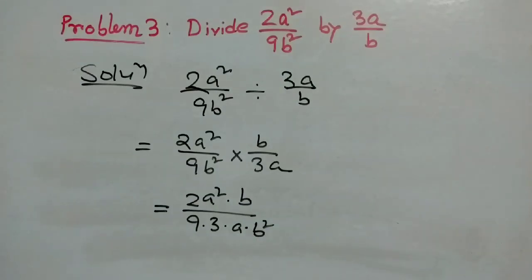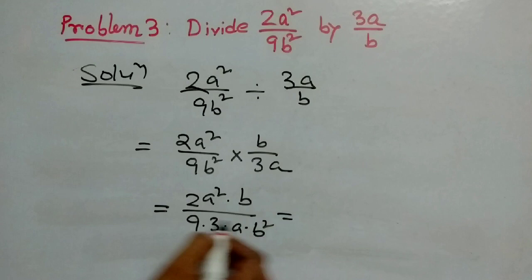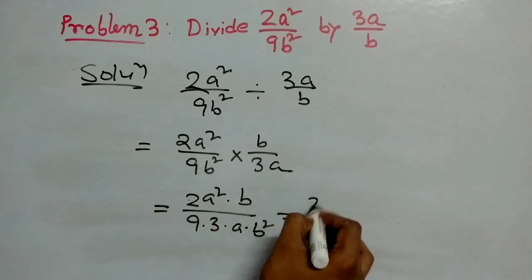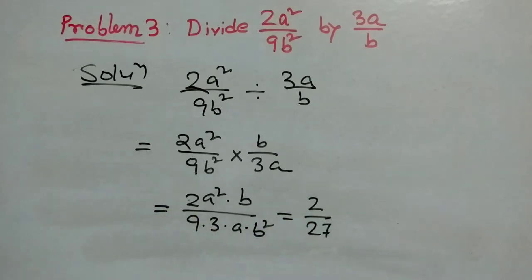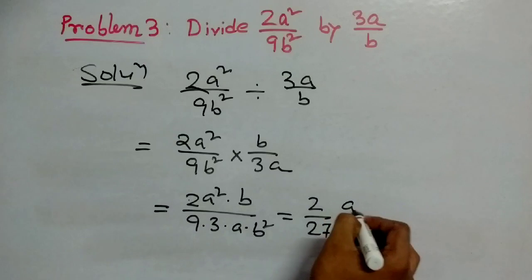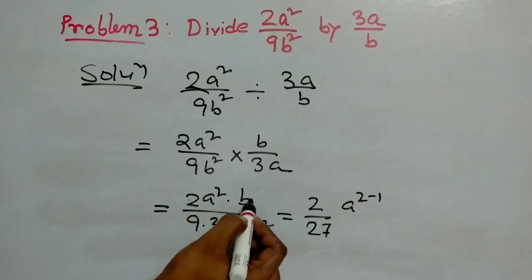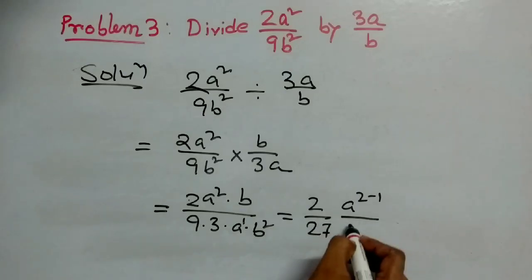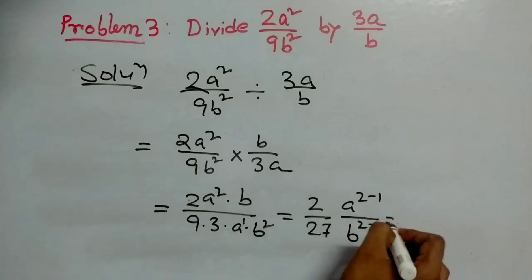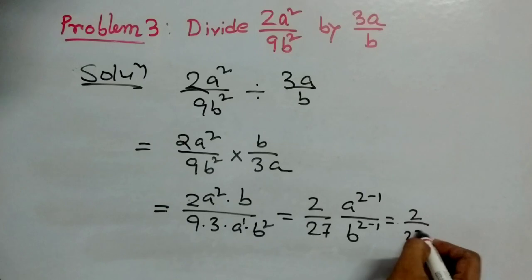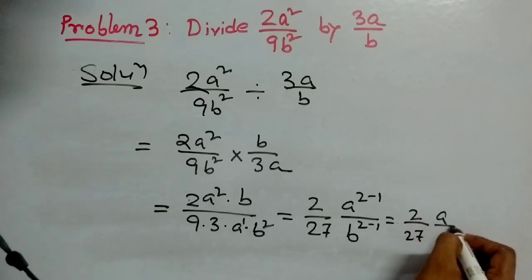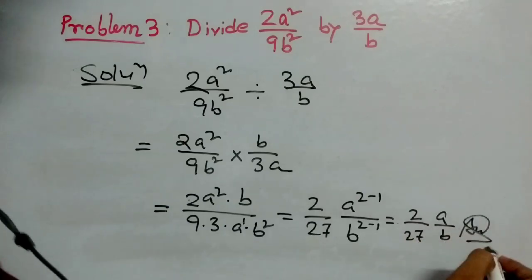Okay, so see, this is 2 by 27. We have nothing to do with that, the coefficient part. Now a square, and this is a, so it will be a to the power 2 minus 1, as 2 is bigger than this 1. It is b and it is b square, so divided by b to the power 2 minus 1. So it is 2 by 27 a by b, and this is the answer.